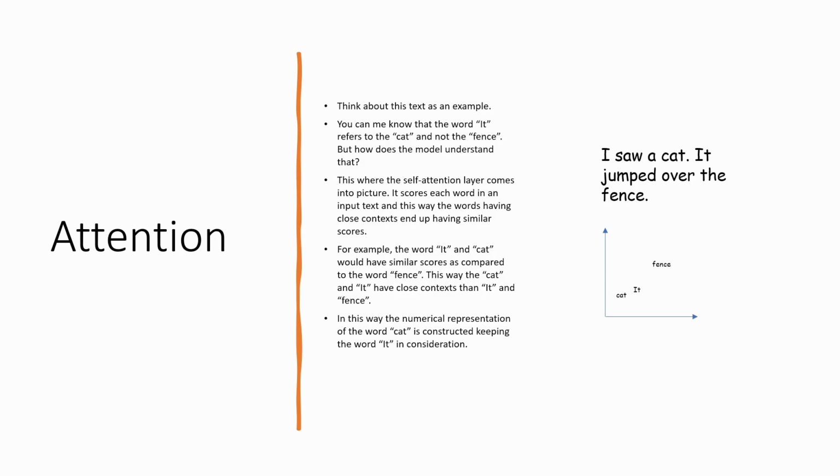So, for example, in this particular input text, consider the way the scoring is done by the self-attention layer for these two words, cat and it. If we consider a two-dimensional graphical representation, then the words cat and it would come closer together and the word fence would be further away. In this way, our model actually understands that the words it and cat are related, so it has more probability to come after one another rather than the word fence coming after the word cat.